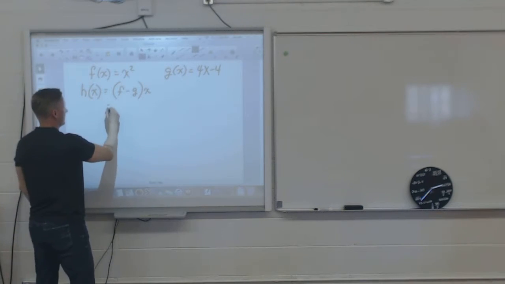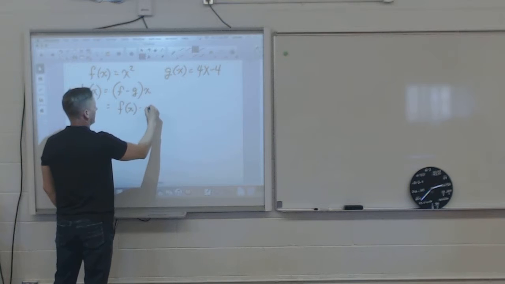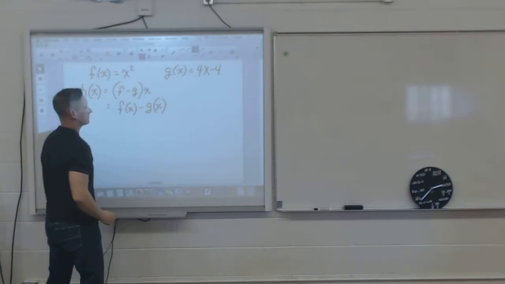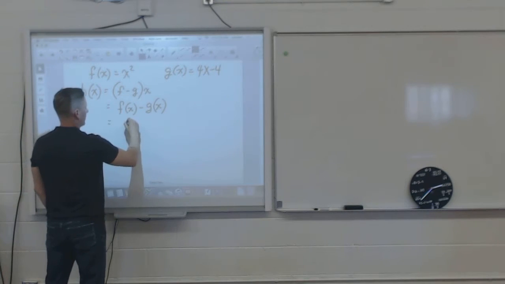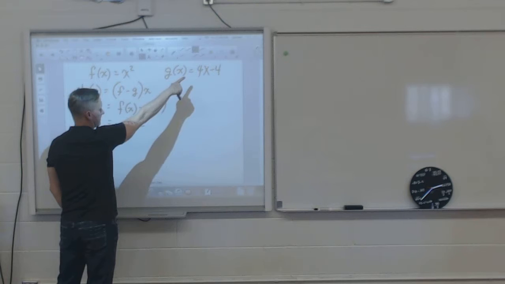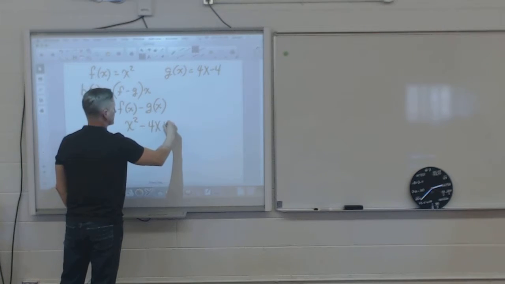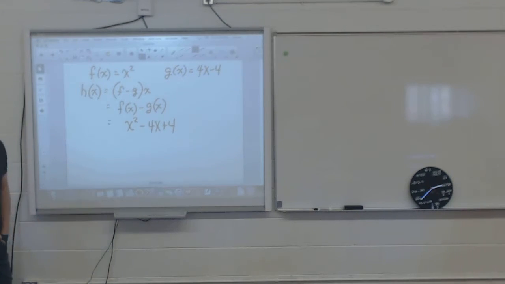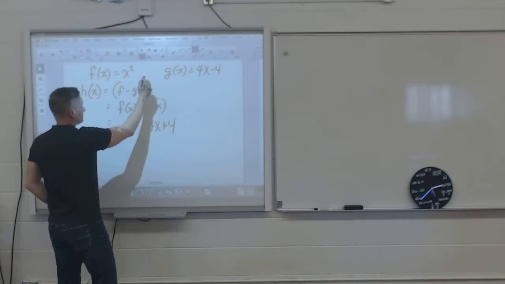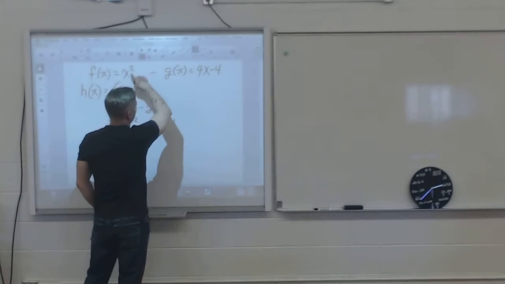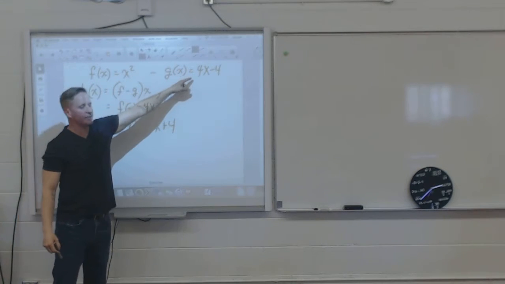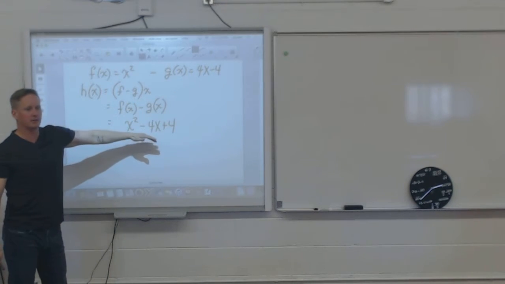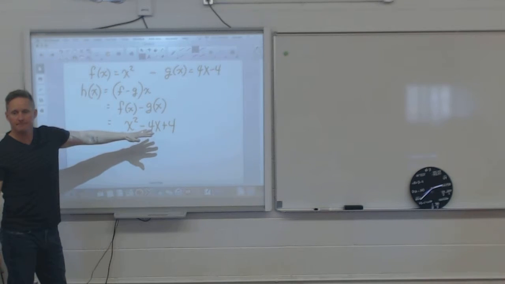So what does that say? I take f of x and I subtract my g of x. So far so good. So that is x squared minus that, which is going to give me x squared minus 4x plus 4. We all can follow that? We understand that? Okay? So when I subtract these two, I have to change the signs on both. So from this graph minus that graph, I get a third graph that looks like this. Okay?